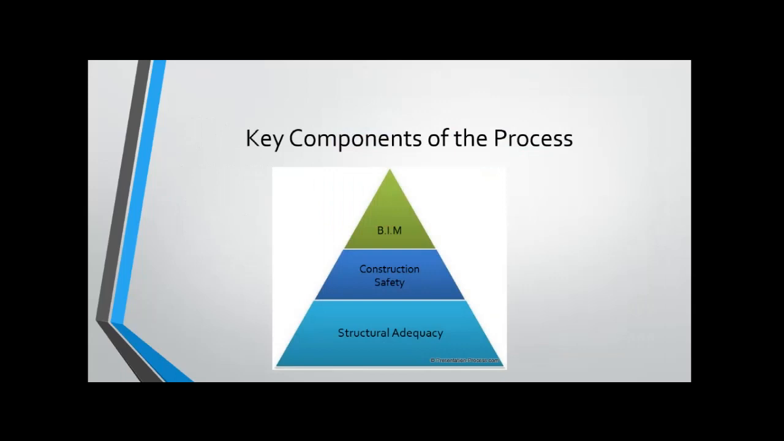There are three key components of the process that allow for it to be a smooth and swift ride, which are structural adequacy, construction safety, and building information modeling. These components help build safe and sustainable buildings.